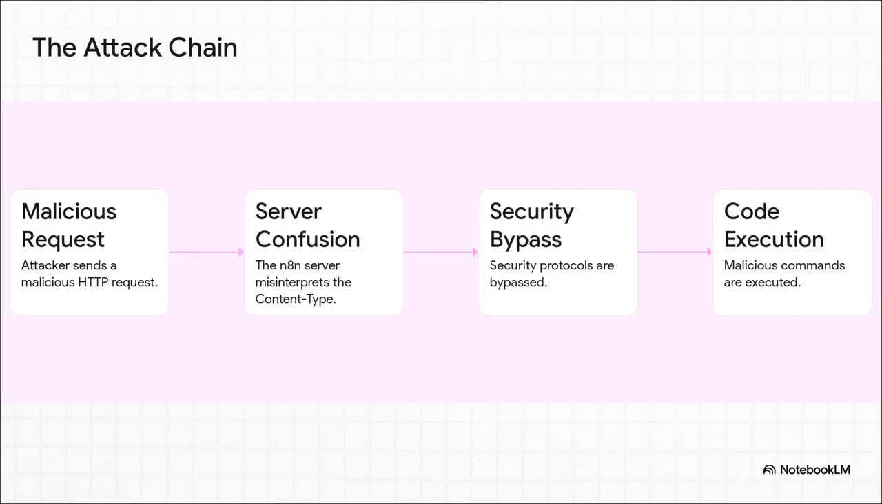So here's how the attack plays out, step by step. First, the attacker crafts that malicious request with the fake label. Second, your n8n server gets tricked and misreads what it's been sent. Third, because of that confusion, all the normal security checks just get bypassed. And finally, the payload. The attacker's nasty commands get executed. And just like that, they're in.